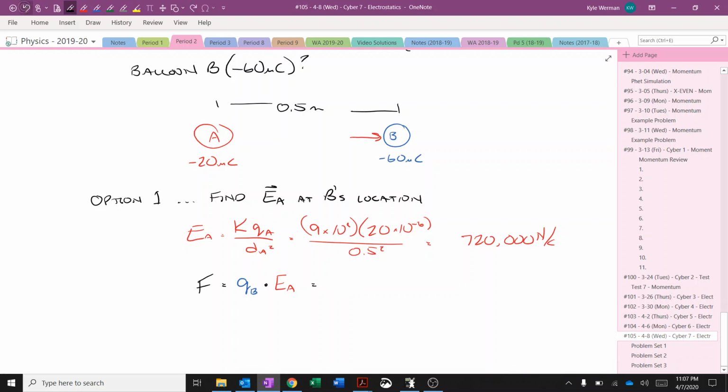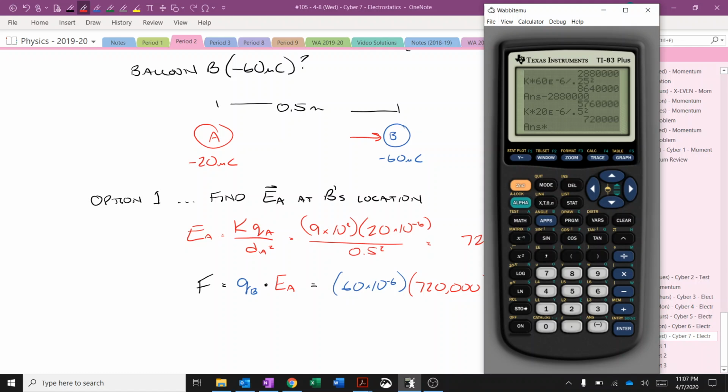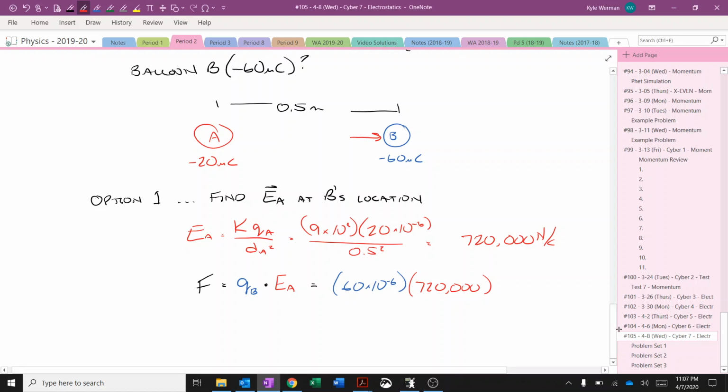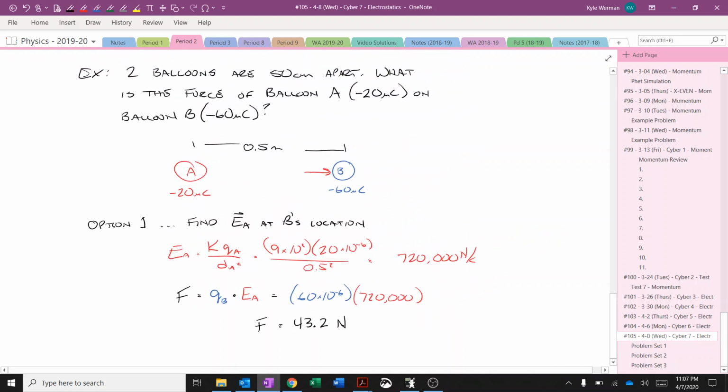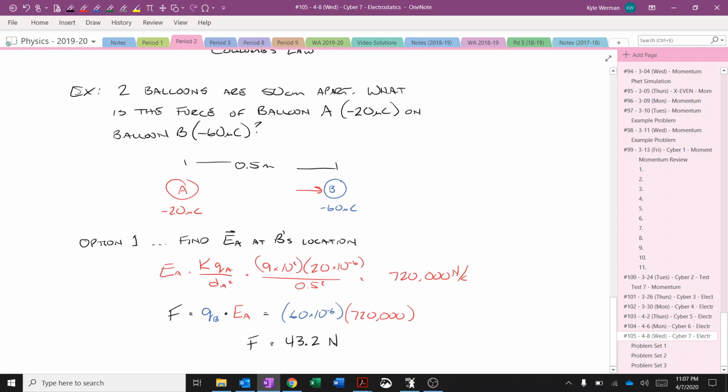60, so I'll keep the colors consistent, times 10 to the negative 6, times that field strength, 720,000. So if I take that value and multiply it by 60 E to the negative 6, I get a value of 43.2 newtons. The force is equal to 43.2 newtons. All right, so probably a little stronger than what an actual balloon would be, so these charges aren't probably super accurate, but nonetheless, you get a value that seems relatively reasonable.